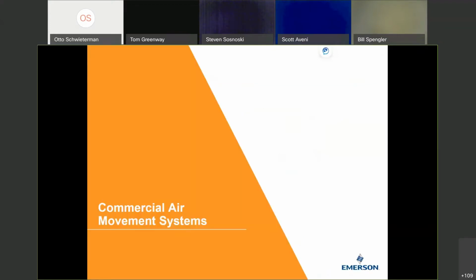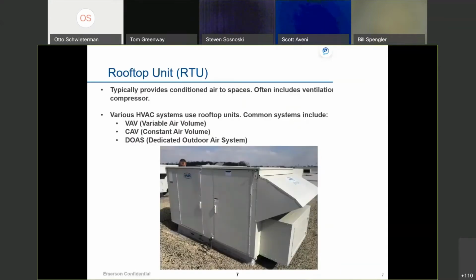Let's move into more of the commercial air movement systems. We're conditioning air at this point. Later we'll talk about something that conditions water, chiller applications. Typical rooftop unit applications include VAV, variable air volume, CAV, constant air volume, and DOAS, dedicated outdoor air systems. There are other systems as well. These are just the three most common types of systems.